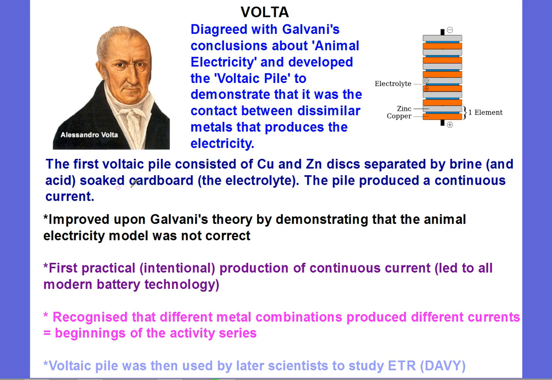And his first voltaic pile consisted of copper and zinc discs separated by a brine and acid-soaked cardboard, which acts as the electrolyte, and this pile produced a continuous current. So how did he contribute to electron transfer reactions?